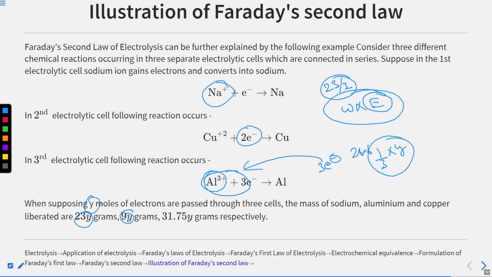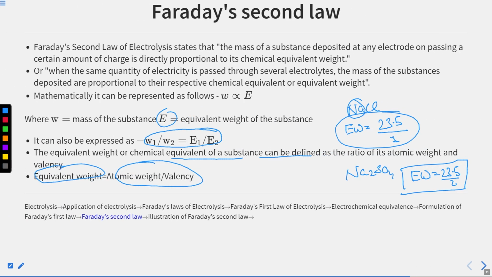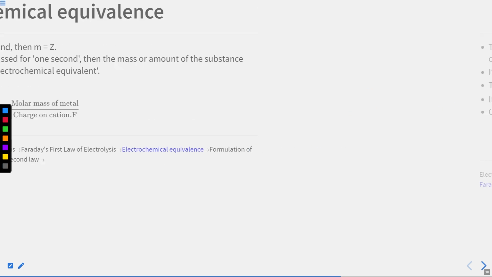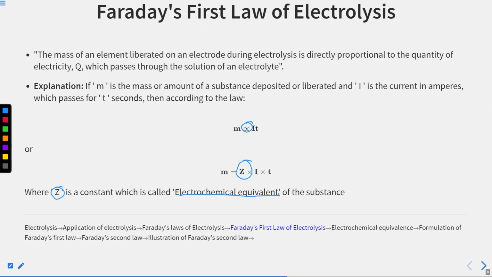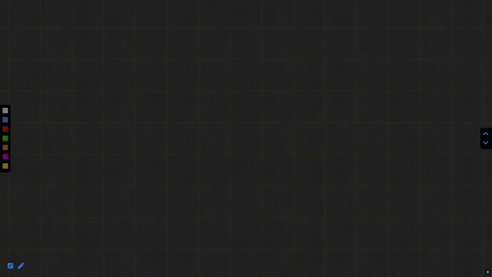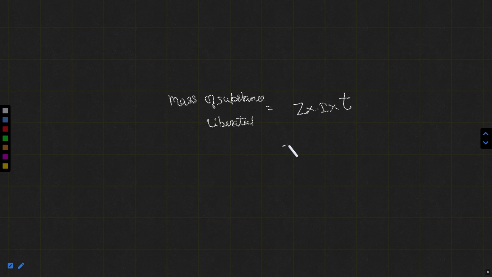So this was about all of Faraday's laws. The first law says, if you remember, that M is equal to Z into I into T. That is, the mass of the substance that is liberated is equal to Z into I into T. So if we put it in a nutshell, we will write it like this: mass of a substance liberated is equal to Z into I into T, where Z is the chemical equivalent, I is the electrical current, and T is our time. So how can we calculate Z?